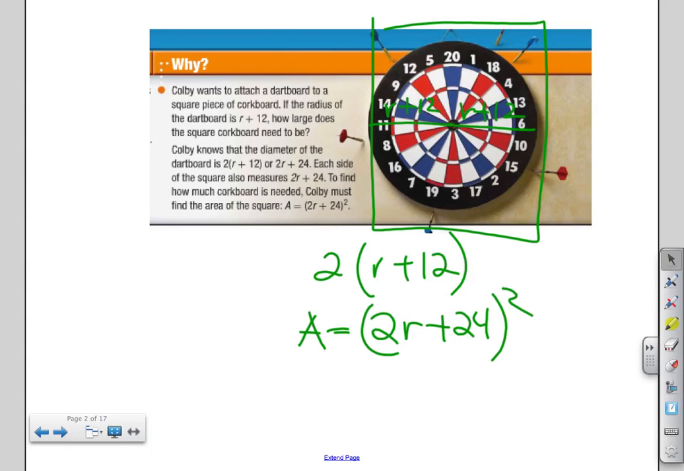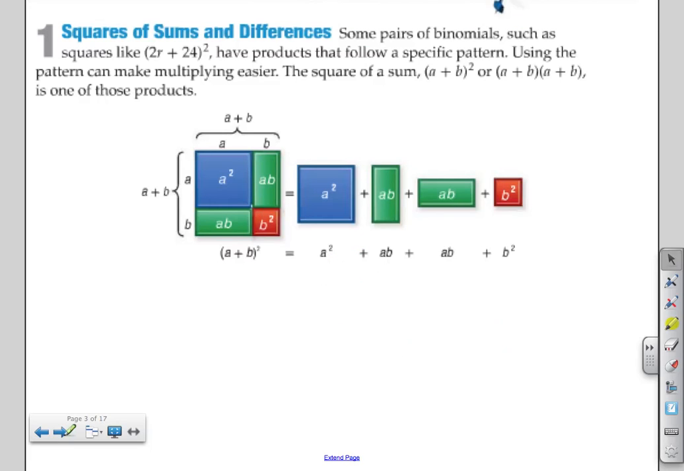So that's a basic application of something like what we're going to work on today, but don't worry about the details. It's just the idea of where it might be put in place. Okay, squares of sums and differences. Here we go. Some pairs of binomials, such as squares like this one, the one we just talked about, the quantity 2r plus 24 squared, have products that follow a very specific pattern that we can look for. And using this pattern can make our life easier.